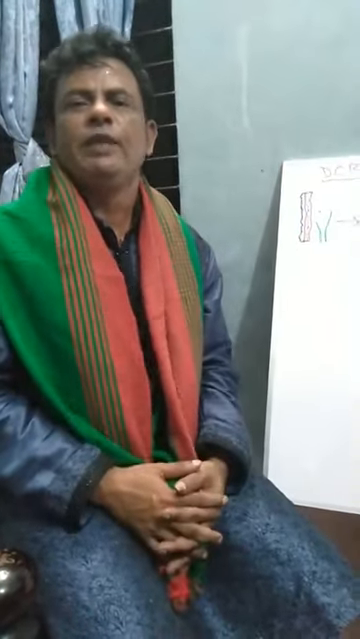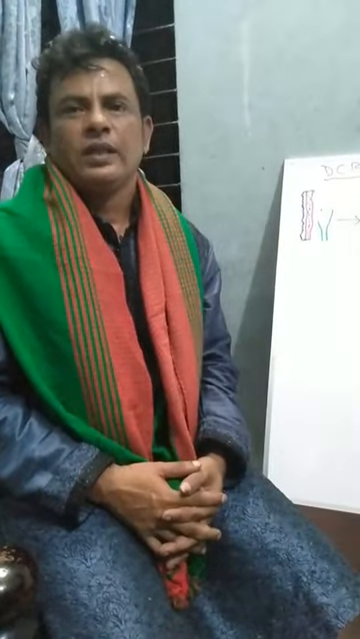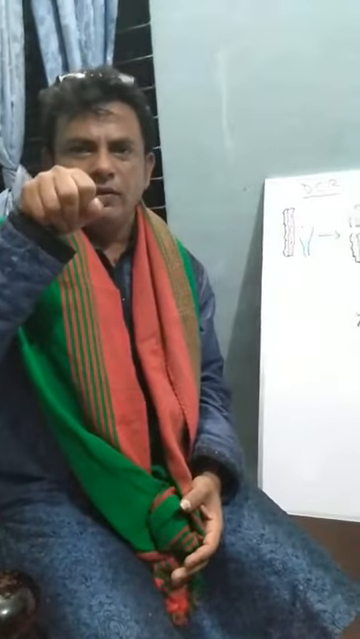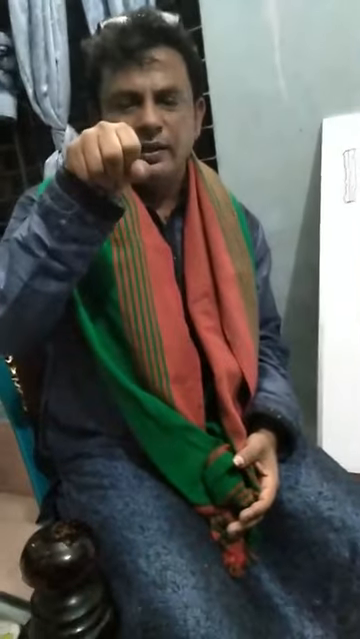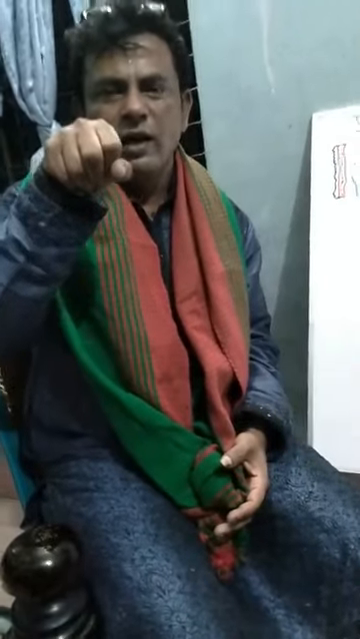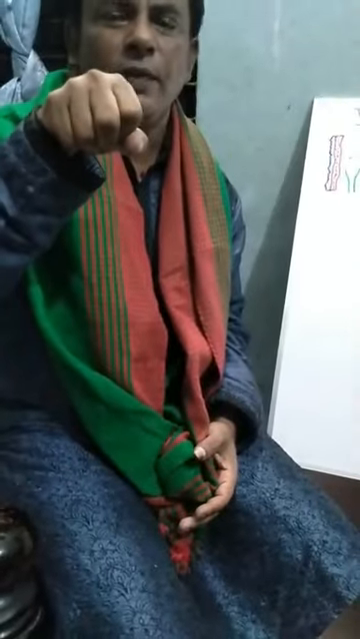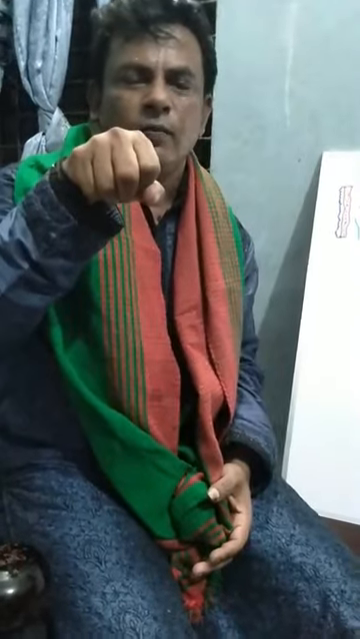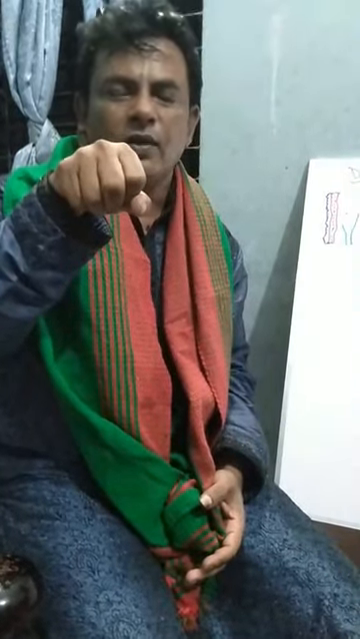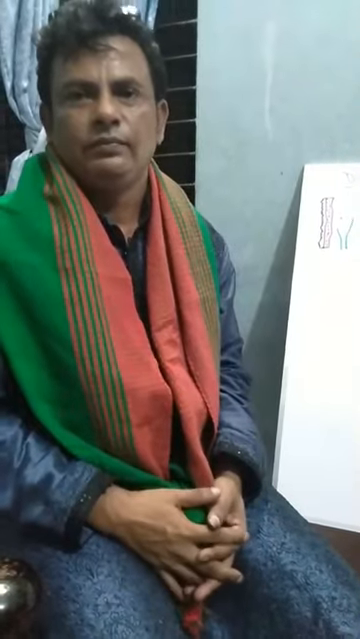What do you mean by dystopia? When the eyeball is dislocated from its corneal plane due to any cause, that is called dystopia. Dystopia means dislocation of the eyeball from its corneal plane.